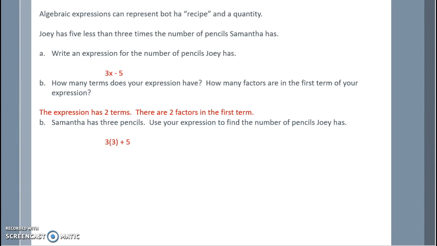3 times 3 is 9. Adding 5 is 14. So Joey has 14 pencils.